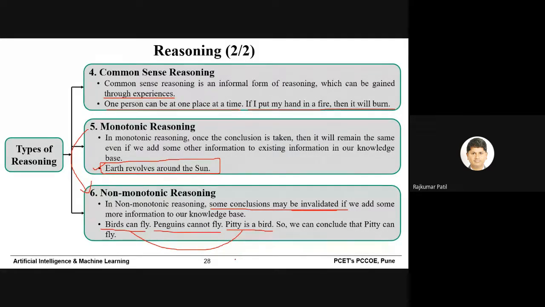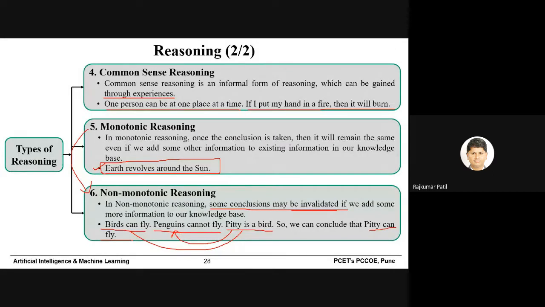Suppose in the next case, PT is a penguin. Then the conclusion will not remain the same. Now we conclude that PT cannot fly because it is a penguin. So this is non-monotonic reasoning, where we change certain input parameters. Earlier PT was a bird, now it is a penguin. So the conclusion will get changed.